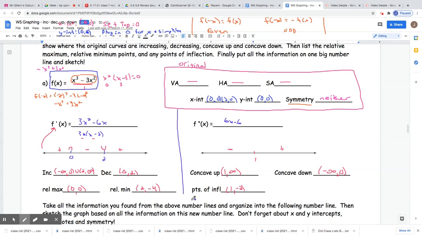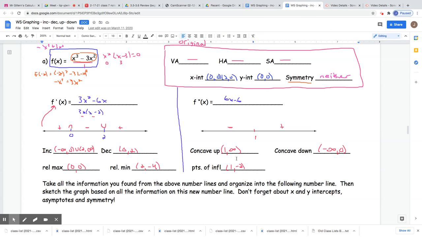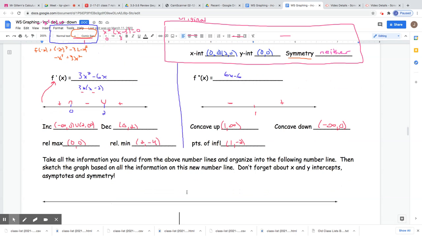All right, so now this is where we get to some new stuff. We are now going to take all this information, and as it says here, take all the information you found from the above number lines and organize it into the following number line. So we have a big number line here. What I'm going to do is put any critical values from the two number lines I've already done.